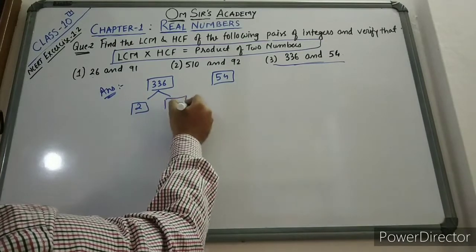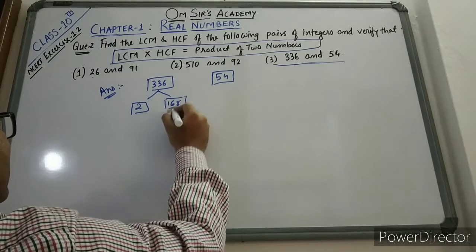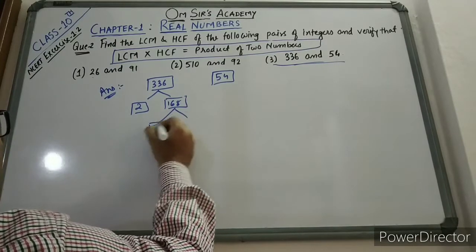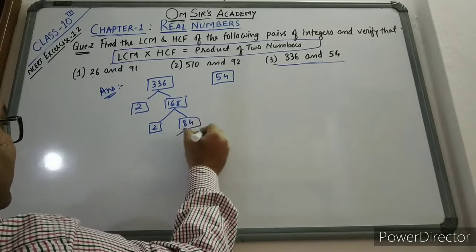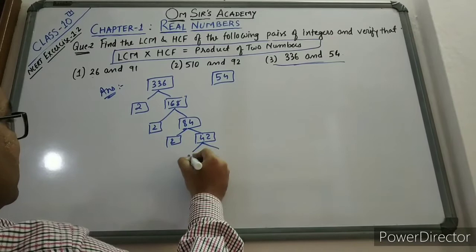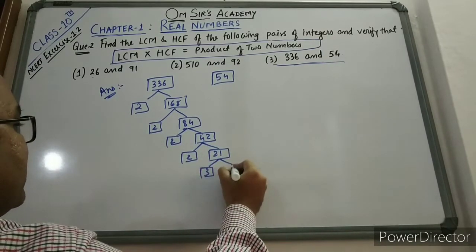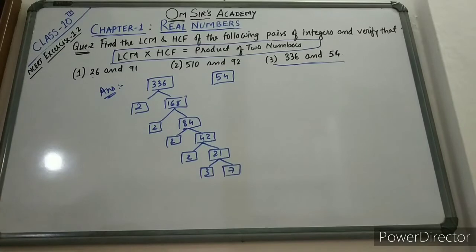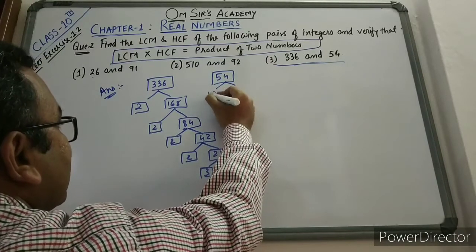It will be divided by 2, 2 1s are 2, 1 3, 2 6s are 12, 2 8s are 16. Again divided by 2, 2 8s are, and 2 4s are, again by 2, 2 42s are, again by 2, 2 21s are, then 3 7s. Is it clear friends?